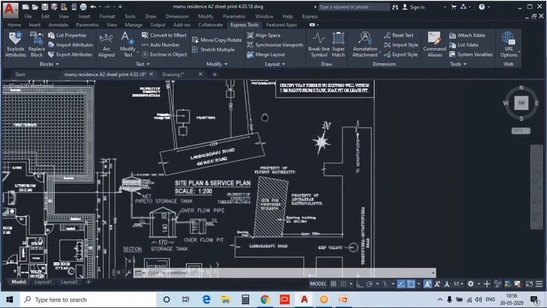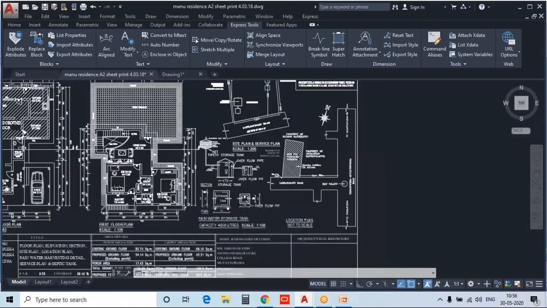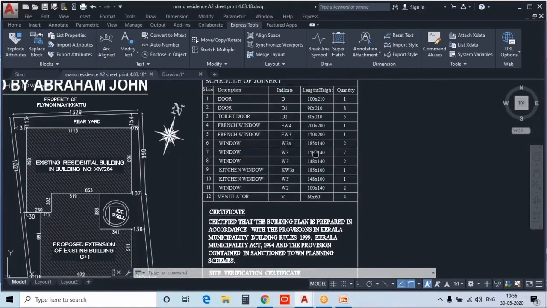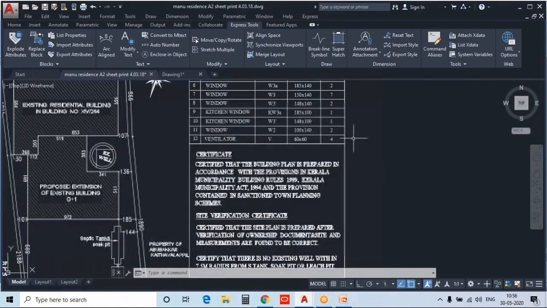And here you can see a location plan. And here you can see the joinery details of the door, windows, all those things. And there's a certificate that the building plan is prepared in accordance with the provisions of the Kerala Municipality Building Rules. Like that, you have to certify according to that.